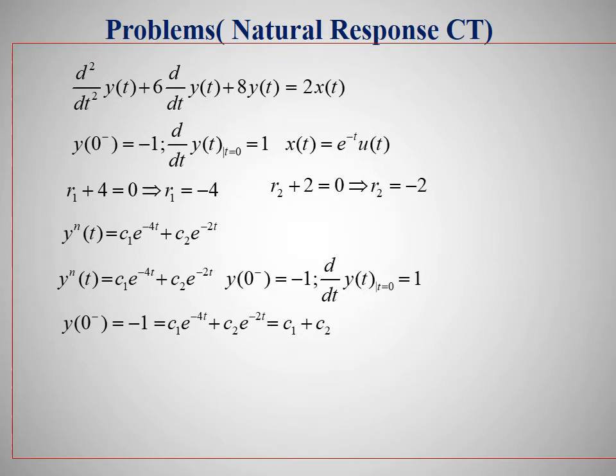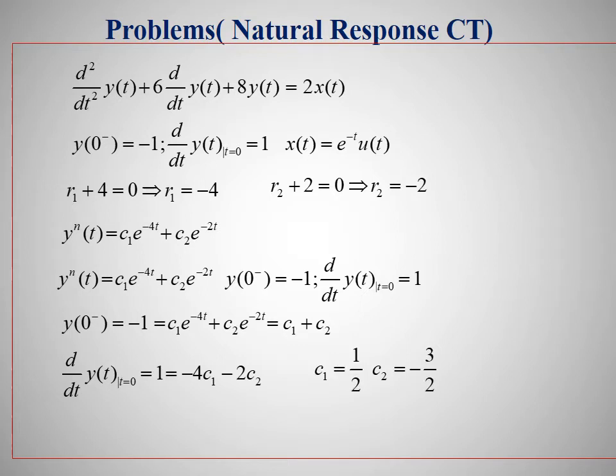And substituting the initial conditions, y of 0 is minus 1 and d by dt of y of t at t equal to 0 is 1. For minus 1, we get c1 when t equal to 0 will be c1, and c2 when e power minus 2t at t equal to 0 will be 1. So c1 plus c2 is going to be equal to minus 1.